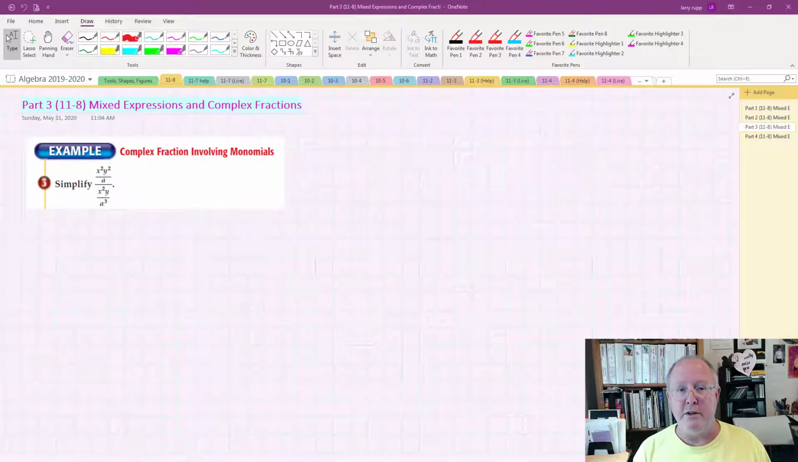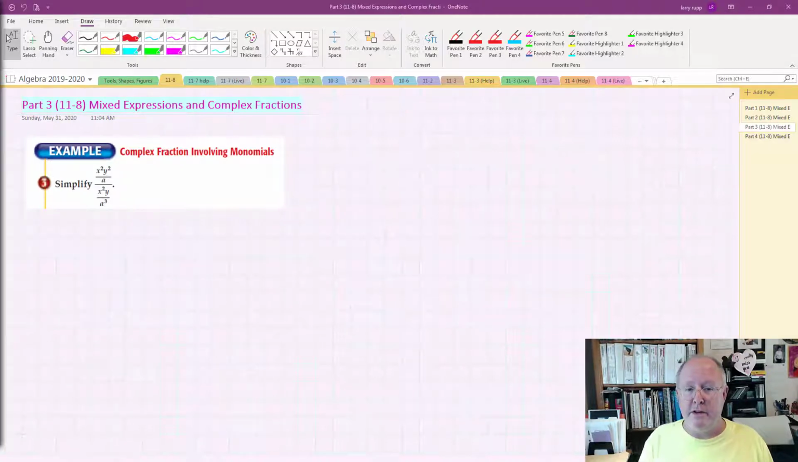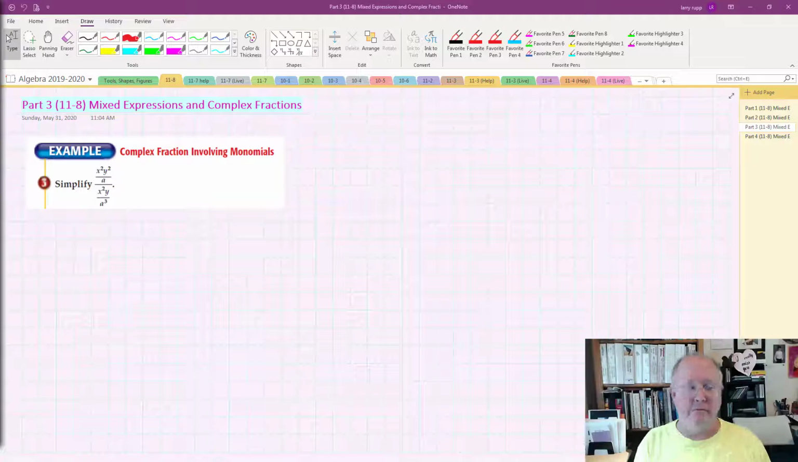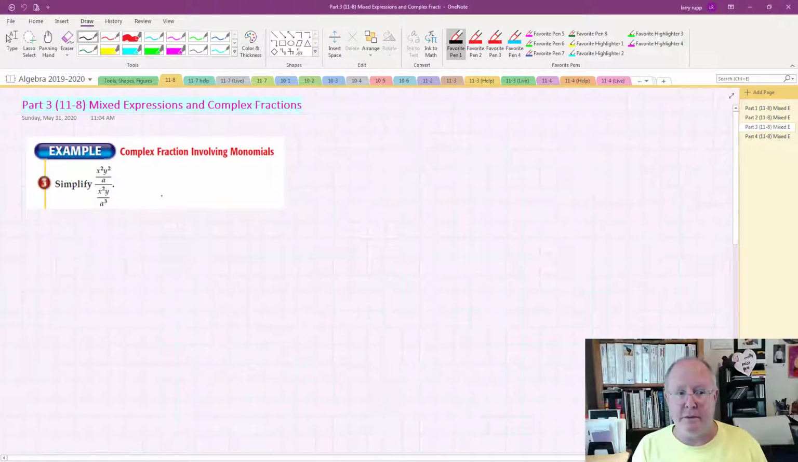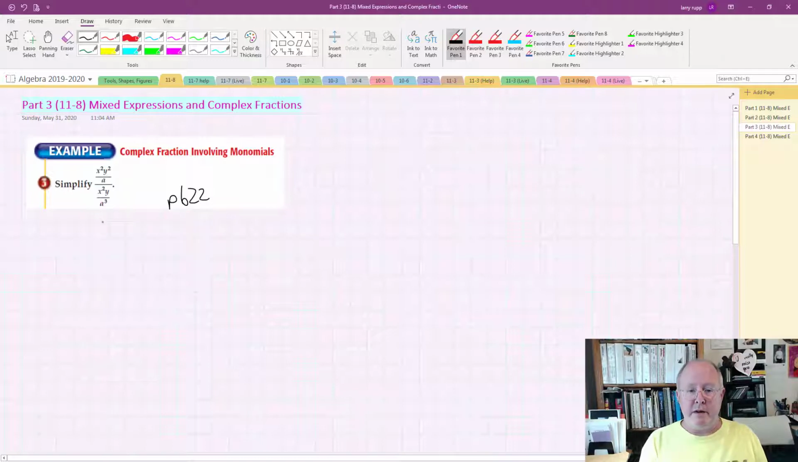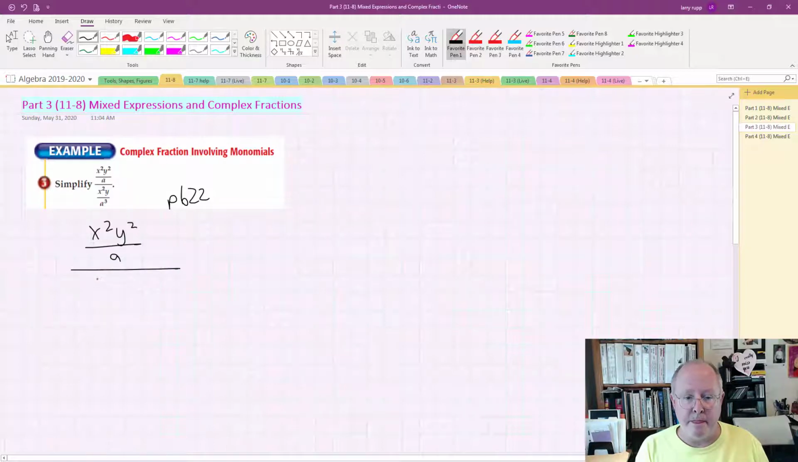Now this one is a pretty cool one, okay? Because all I have to do is this. Yeah, like that, huh? So example 3 then, on page 622. And it says simplify this guy. This is a complex fraction involving monomials. So we have x squared y squared divided by a, over x squared y over a to the 3rd power.